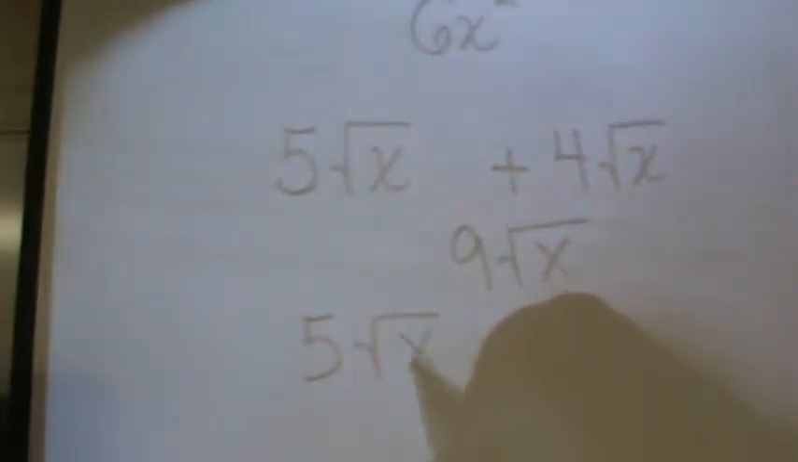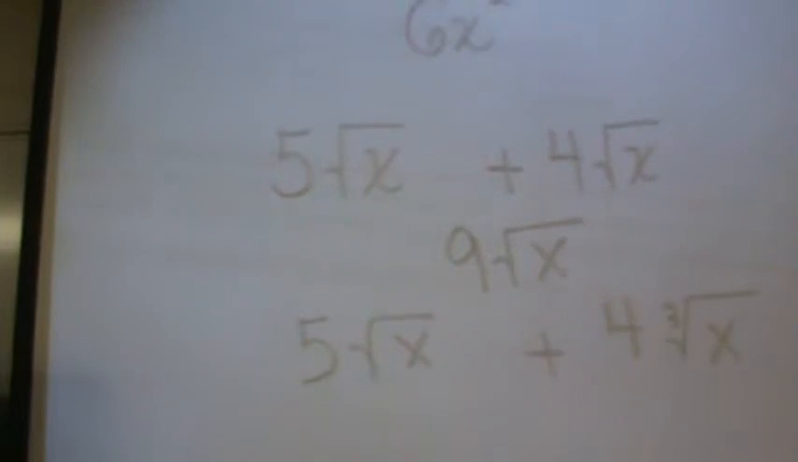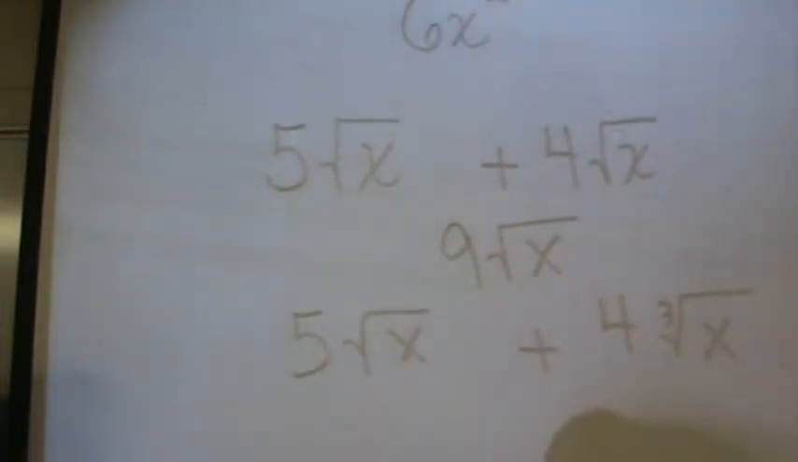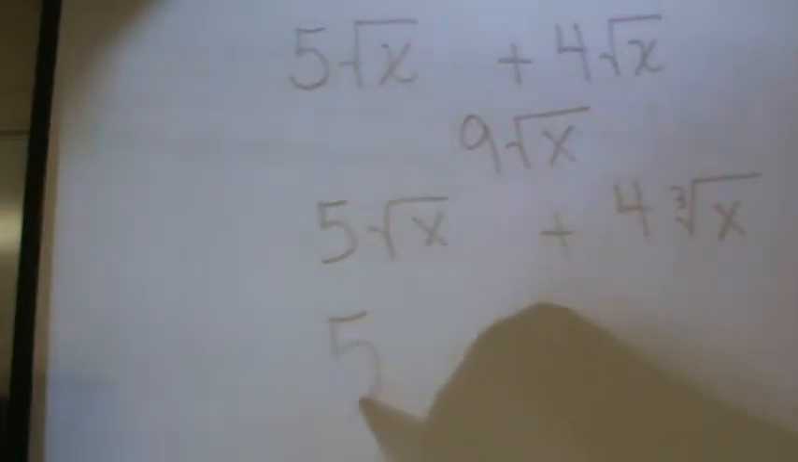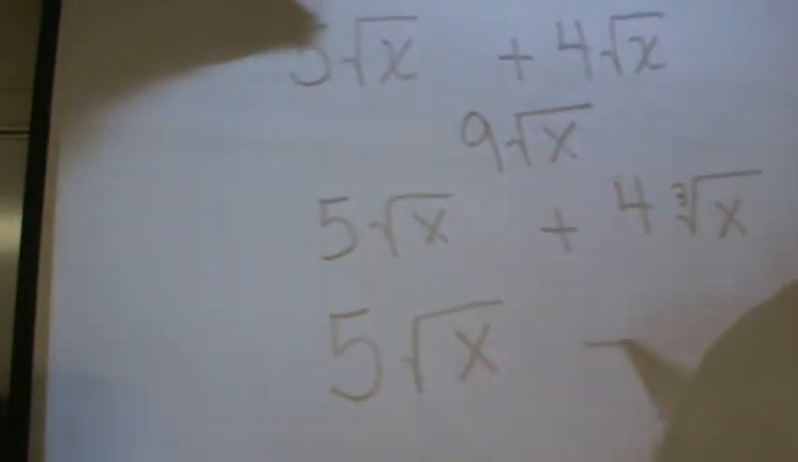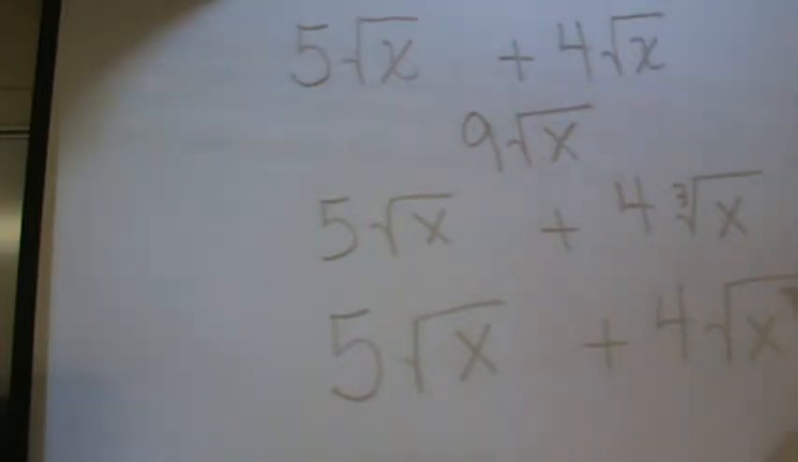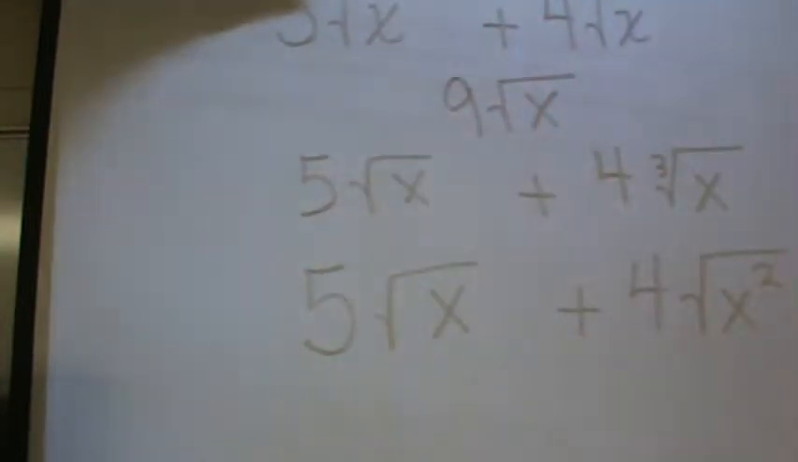Now, what if you saw this? 5 root x plus 4 cube root of x. You can't add. Why? The indexes are different. Well, what about this? 5 root x plus 4 root x squared. Did I do that? No. So you are telling me that you know how to do these problems?